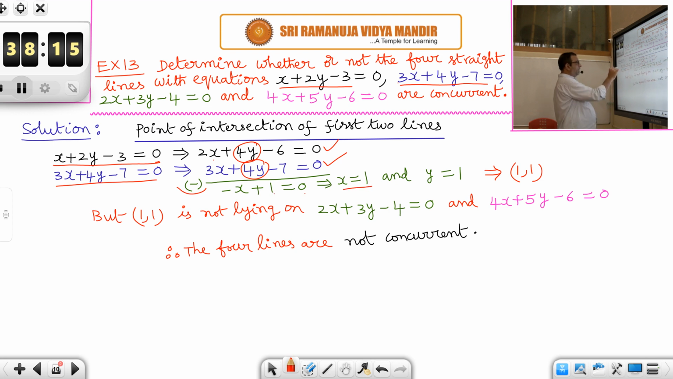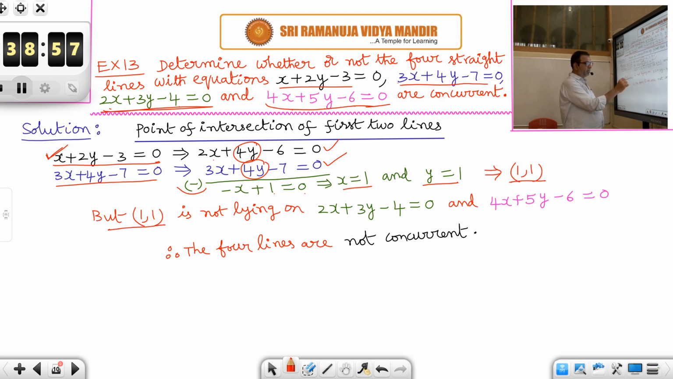If you put x = 1 in any one of these equations, say for example here, you will get y is also 1. So therefore (1, 1) is the point of intersection of the first line and second line. Is the third line passing through the point (1, 1), this line? No, if you substitute (1, 1), you are getting 5 - 4, not 0. Is the fourth line passing through the point (1, 1)? If you put (1, 1) here, 4 + 5 - 6, that is also not 0. So the fourth line and the third line, they are not passing through the point (1, 1).